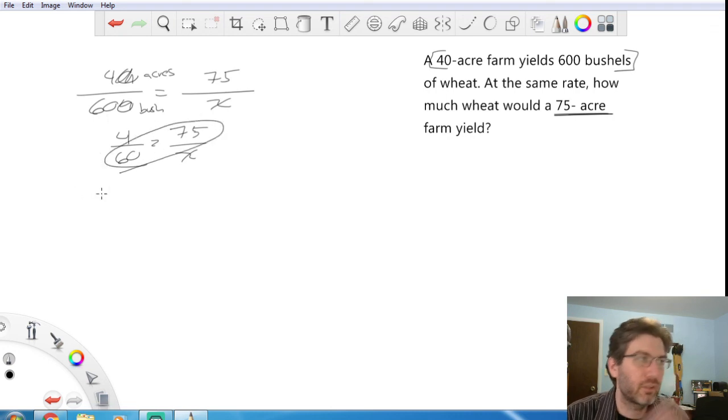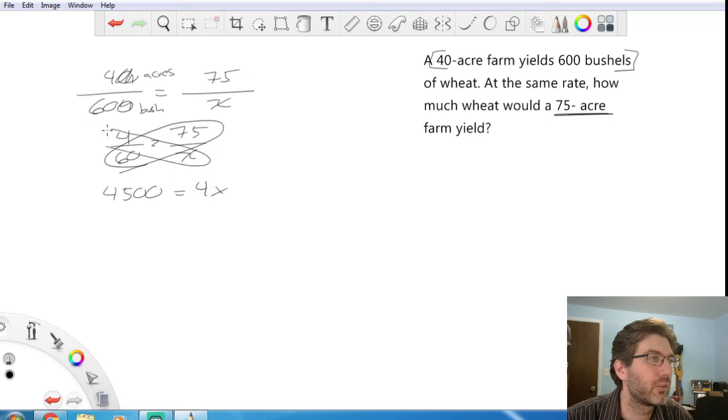So 60 times 75, again, equals 4,500, and then 4 times x gives you 4x. Divide that by 4, divide that by 4. And you get 1125 equals x. Again, that's going to cancel. This is bushels.